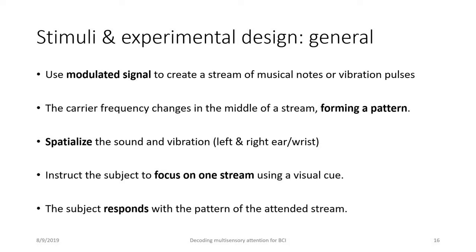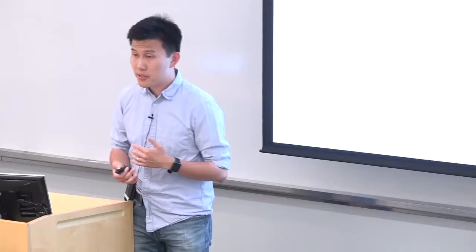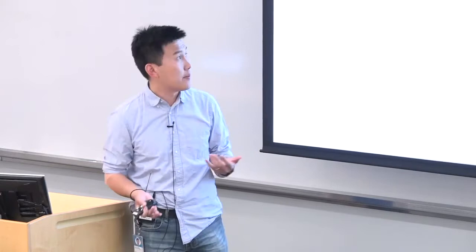So here's my design in general. I will use modulated signal because it has been shown to be a key feature for steady-state audio and tactile studies. And I used modulated signal to create a stream of musical notes or vibration pulses. I can change the carrier frequency in the middle of the stream so that I can form some patterns, for example in audio, it's just like melodies, like do, do, do, do. So you can have some more complex features in the acoustics.